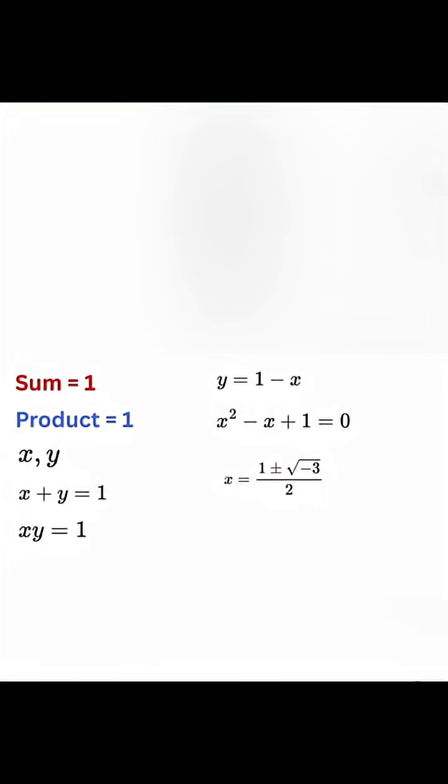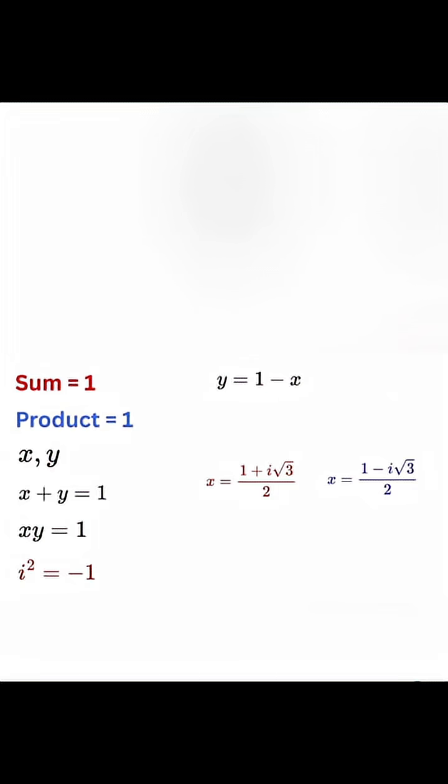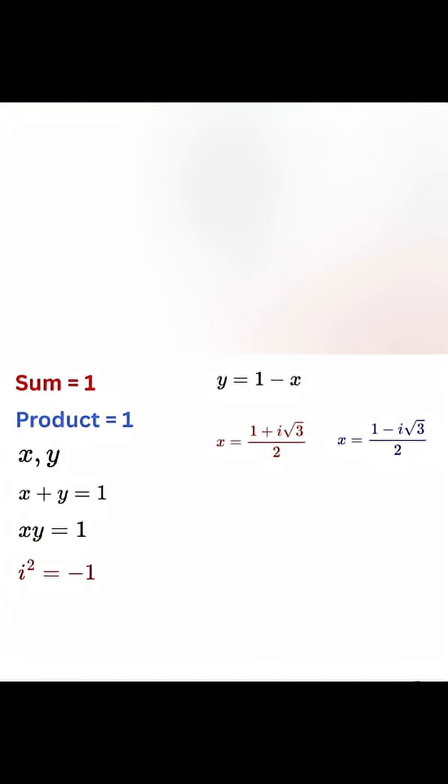Since the square root of a negative number is not a real number, we must introduce the imaginary unit i, where i squared is equal to minus 1. Therefore, the square root of minus 3 becomes i multiplied by the square root of 3. Hence, the two possible values of x are (1 plus or minus i multiplied by the square root of 3), all divided by 2.